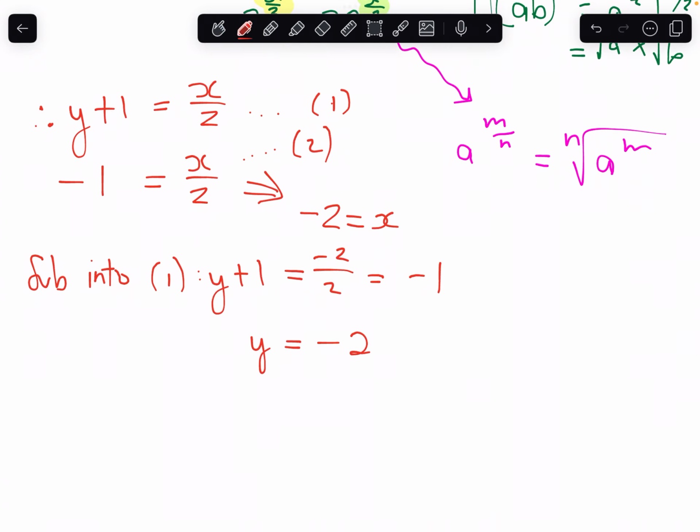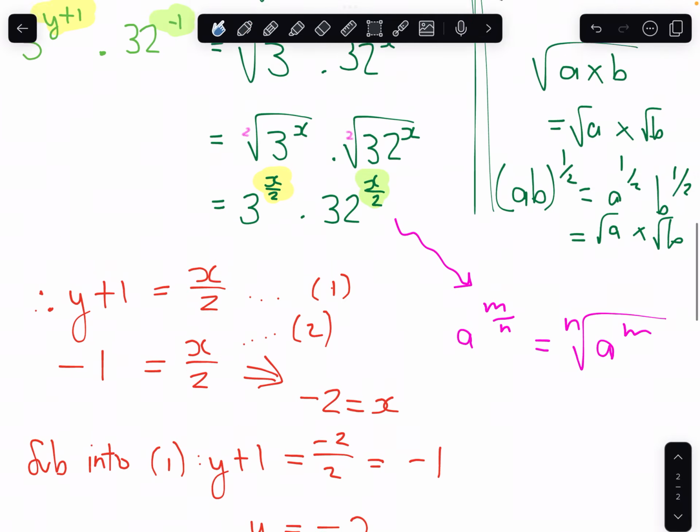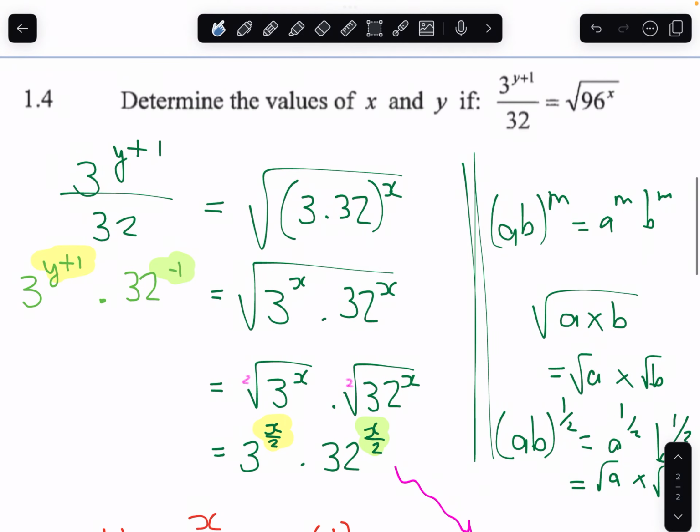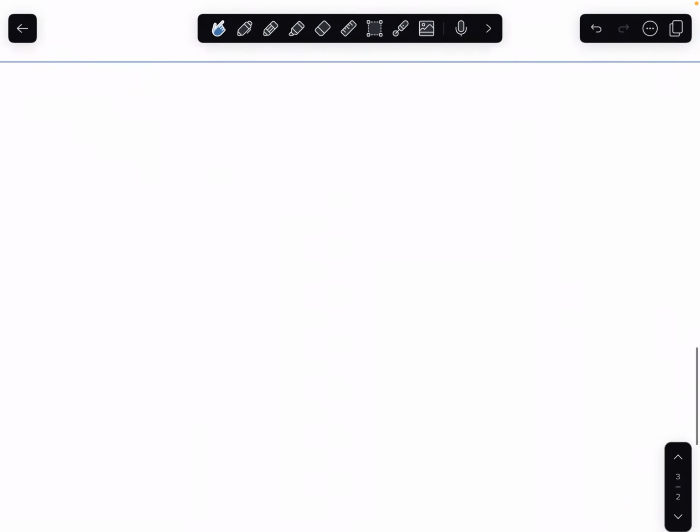Alright, so that is the solution. So x is equal to minus 2 and y is equal to minus 2. Right, and just to show that, if you hadn't happened to know that 32 is a factor of 96, 3 is a factor of 96, let's do this question again just using prime factors.